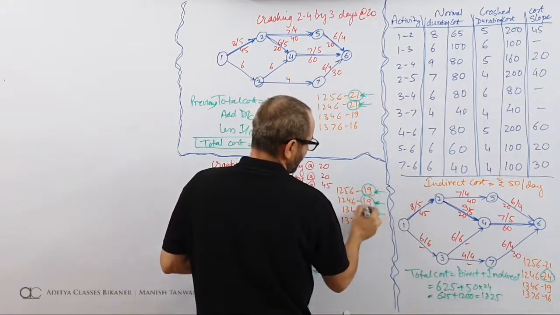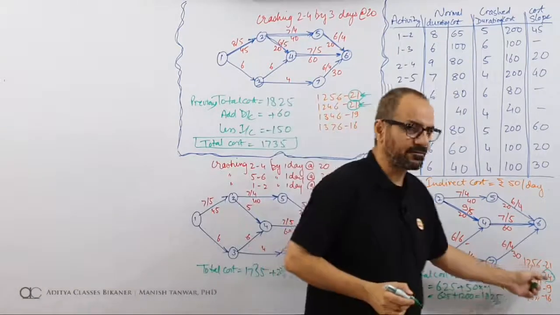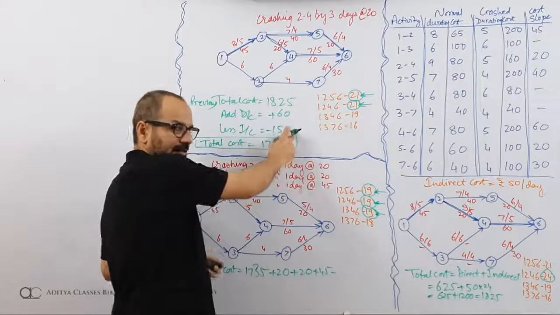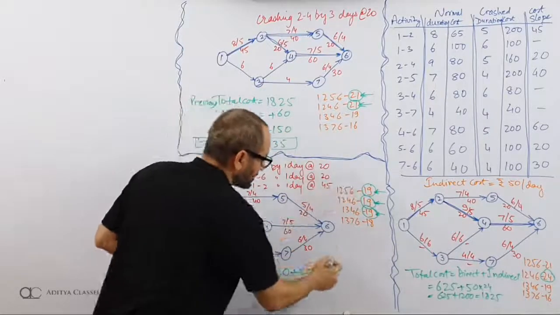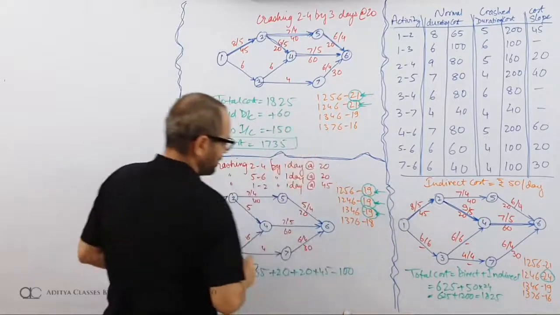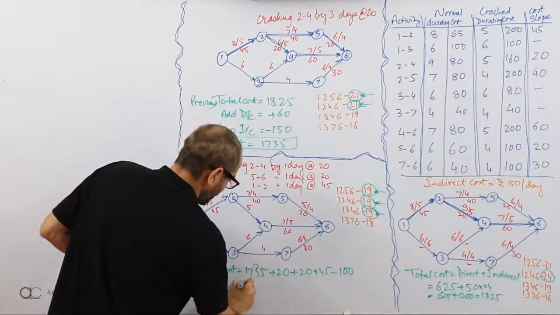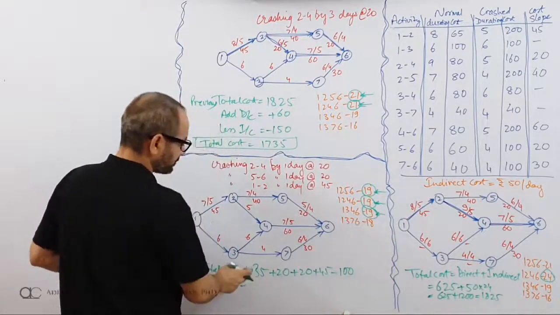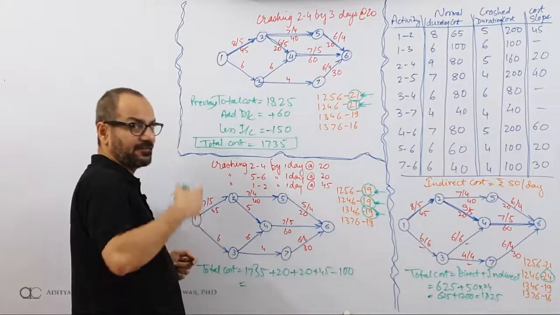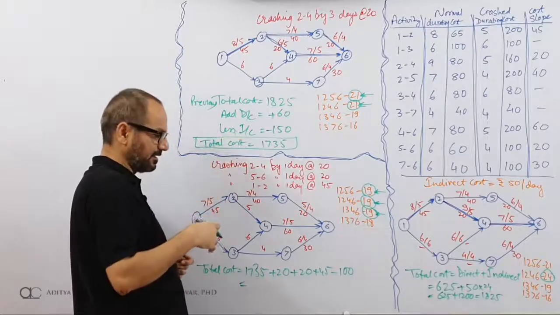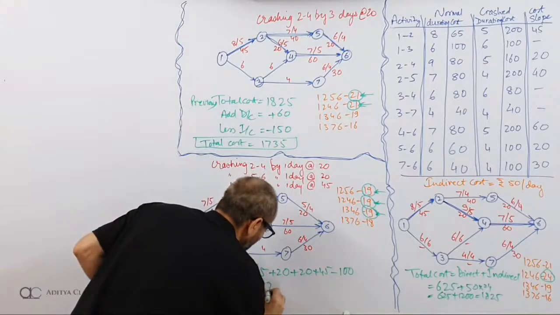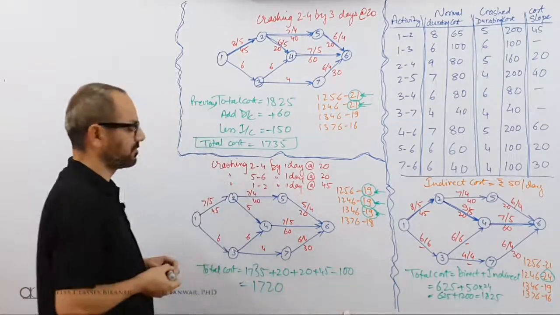So I will be making a payment only for 19 days. Earlier it was for 24 days. Then when it became 21 days, I subtracted 3 days. Now it is 19 days, so I will subtract 2 further days. 2 days at the rate of 50, that is 100. So what will be my new total cost? 20 and 20, 40 and 45. 85 paid and 100 saved. So there is a net saving of 15. So this 1735 comes down to 1720. This is my total cost.